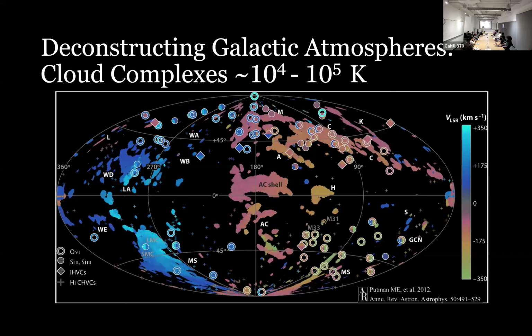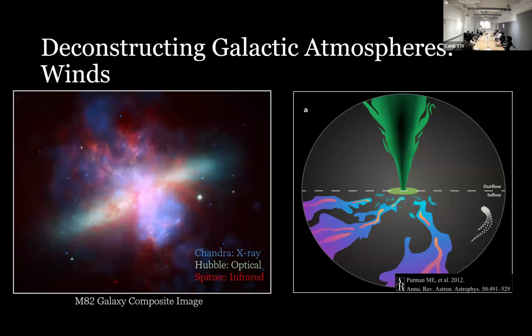And of course, we also have evidence of these powerful winds launched from the galaxy itself. The prototypical example that you're obligated to show whenever we talk about winds is M82 and this beautiful composite image stretching across the wavelengths from infrared, the optical, and the X-ray. And of course, we'll return to these winds later in this talk, but this is just a general introduction to some of the very important components of the CGM.